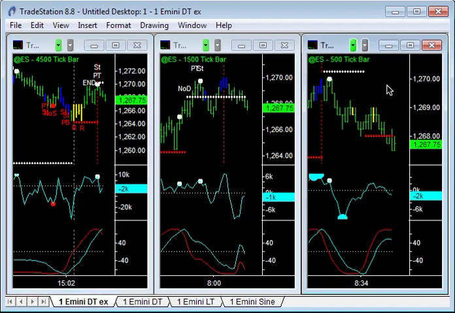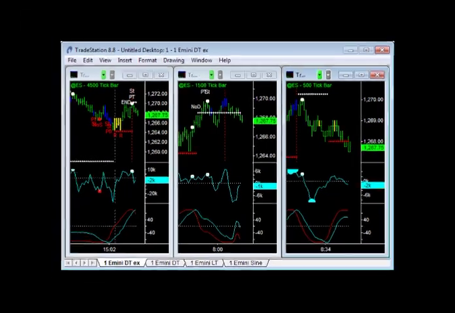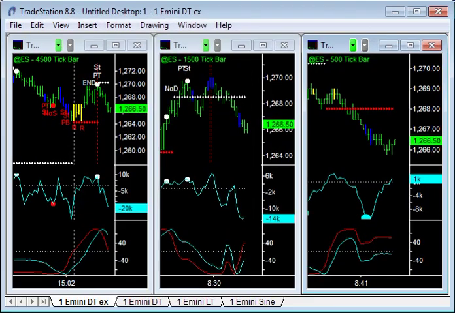So short at 68 even. Let's see where this goes. Okay, just out at 66 for 2 points.